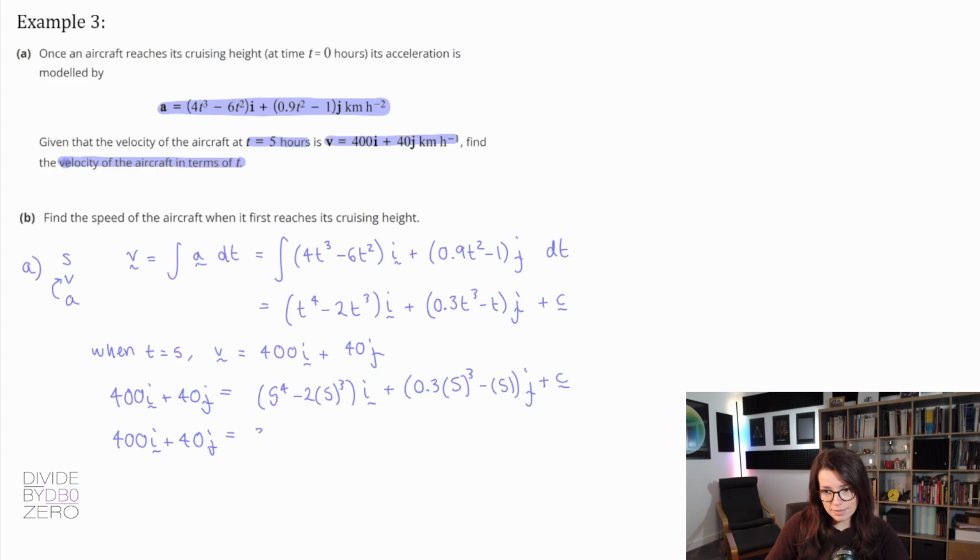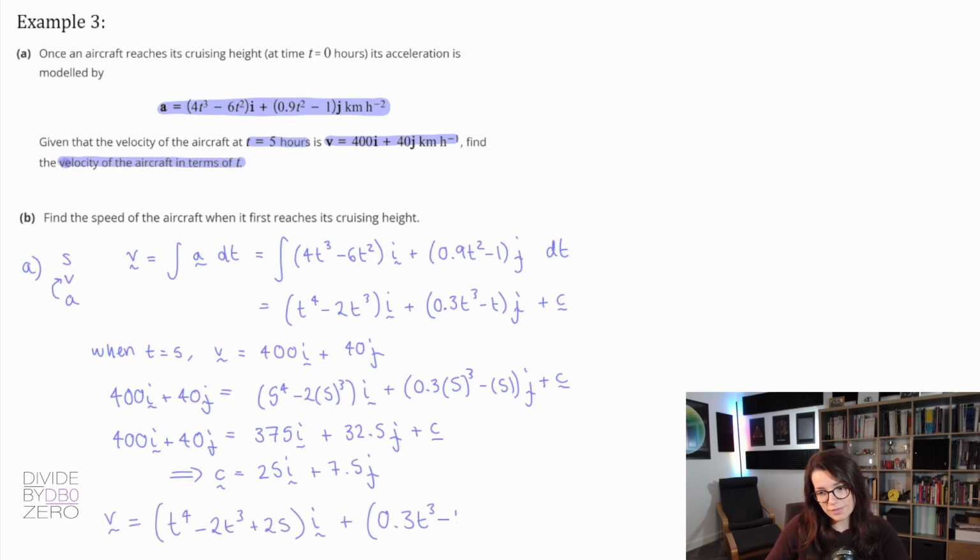If you tidy this up, you get this, and then you can rearrange for c, and you get 25i plus 7.5j. So c won't always be 0. It's really important that you check the conditions given in the question. Now we can write our velocity equation all together and say that v is going to be this. Notice how I've put the c components in their i and j formats with the rest of the expression.